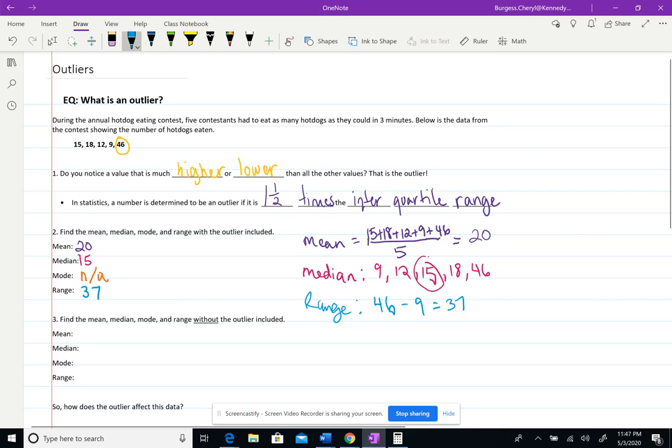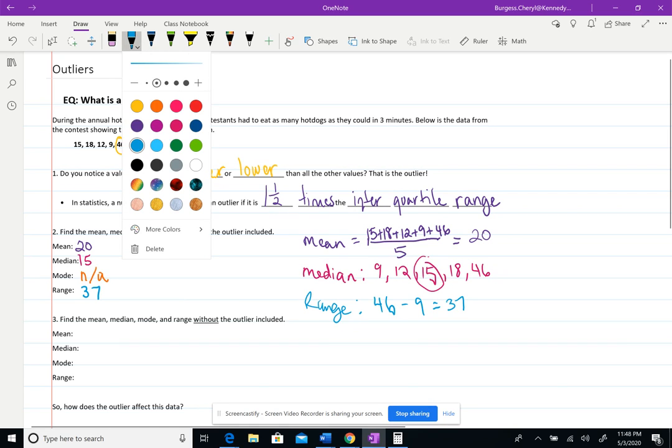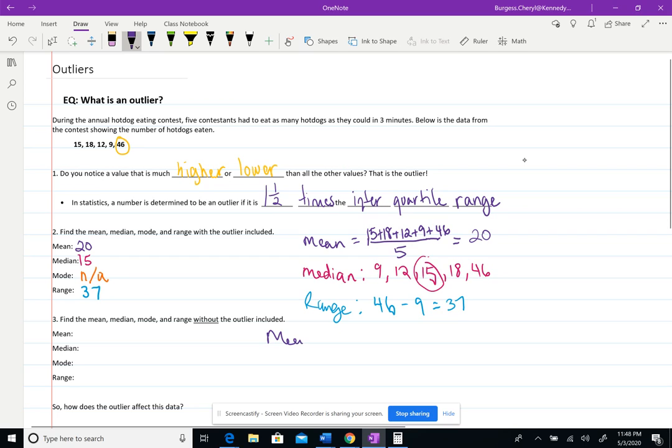Okay, so our mean, median, mode, and range with the outlier are all pretty different, right? So let's find the mean, median, mode, and range without the outlier included. We're going to find the mean again, but this time we're not going to include 46, right? So our mean is now not including 46.